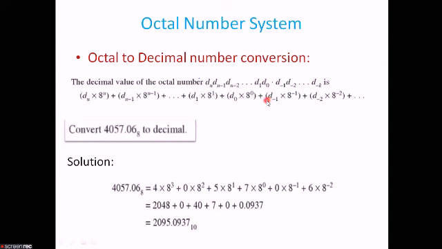Next is after the point, that is d subscript minus 1 into 8 to the power of minus 1 plus d subscript minus 2 into 8 to the power of minus 2. So it goes on like this. So using this method or this formula, we will be converting this number, that is 4057.06, which is an octal number as the base is 8, to a decimal number.